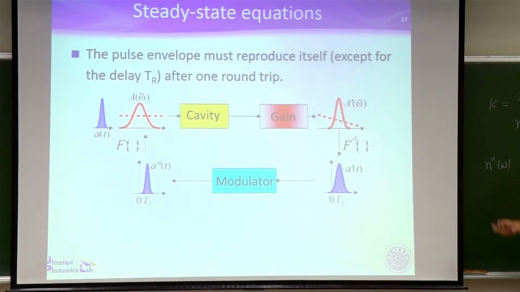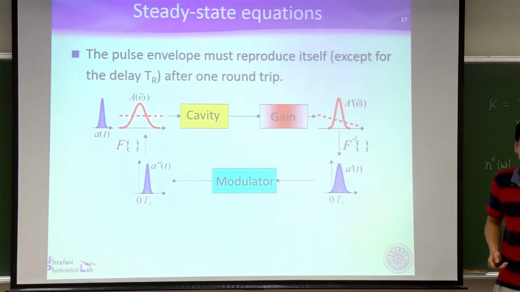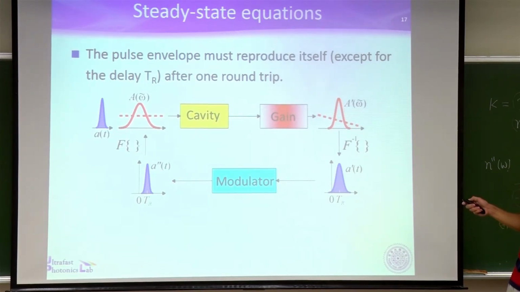Okay, so we have completed step 2. We can move on to step 3, steady state equations. The pulse envelope must reproduce itself after one round trip, except for one thing. You can have a delay TR. TR does not have to be 0 because it takes time for a pulse to circulate inside the cavity once.